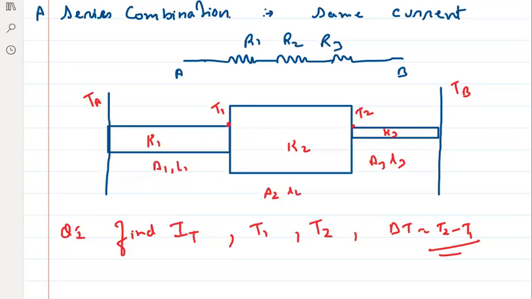Now how to solve it? Okay. So I said, sir, we just have studied Kirchhoff's voltage law, right? So I can use Kirchhoff's voltage law over here. Yes or no? Tell me.